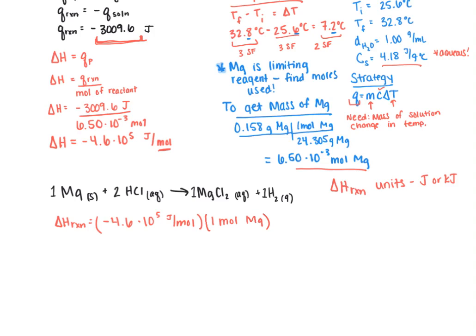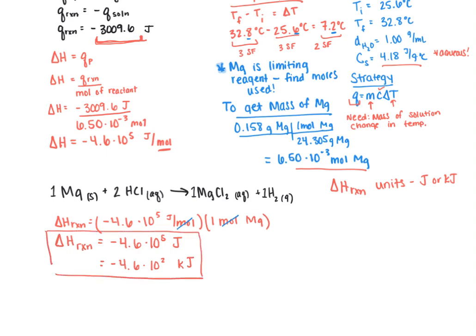and that's going to allow us to cancel out moles, so that delta H of reaction is going to equal negative 4.6 times 10 to the 5th joules. If you would like to put this in kilojoules, all you have to do is move the decimal point so that you get negative 4.6 times 10 to the 2nd kilojoules. And that's how you solve a coffee cup calorimetry problem.